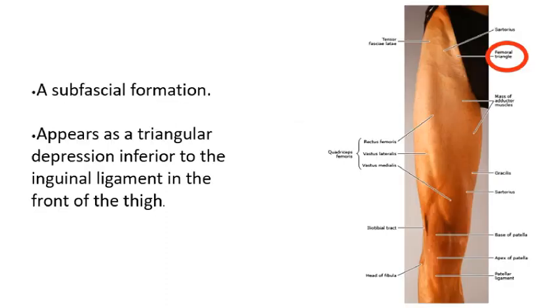So today we'll be discussing the femoral triangle. Now, the femoral triangle is essentially a subfascial formation. It's right under the skin and it appears as a triangular depression. That's a wobbly triangle. To the inguinal ligament in the front of the thigh, the inguinal ligament extends about here to here in the front of the thigh, the anterior thigh. So it's a formation in the anterior thigh.